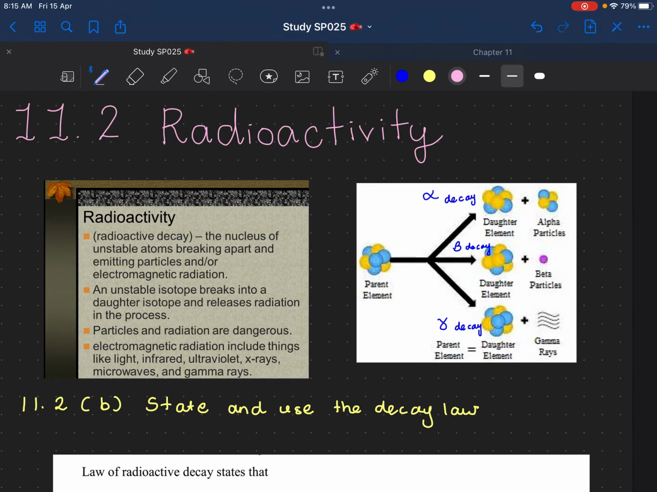Jadi hari ini kita akan masuk the last subtopic for chapter 11 iaitu radioactivity lah, or what we call as a radioactive decay process. So what exactly is radioactive decay process? It's a nucleus of a very unstable atoms or molecules breaking apart and emit particles or radiation. So basically we have a very high energetic, very radioactive, very unstable atoms or molecules. So in order to become stable, they will emit some of the particles lah.